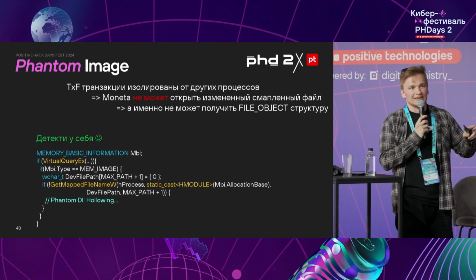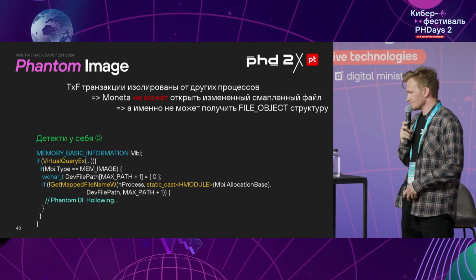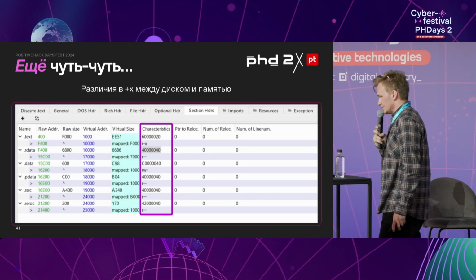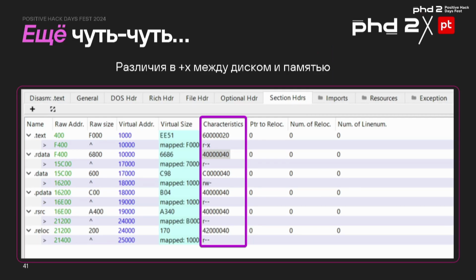So this will mean that malware is not behaving properly. And there are many people facing this issue.